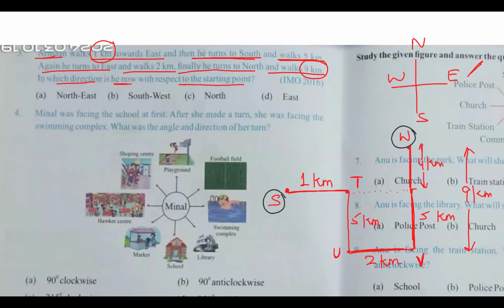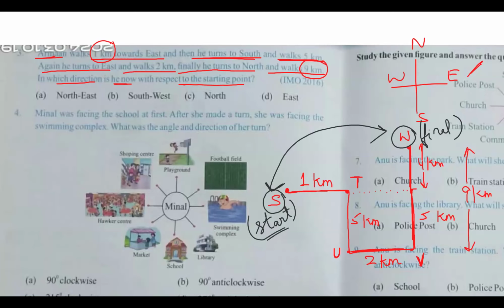If it was asked in which direction is he facing now, then the answer would have been north direction, because the final turn that he took was towards north. But the question here is in which direction is he now with respect to the starting point. That means we have to find the direction of W, the final position, with respect to the starting position, which is S.